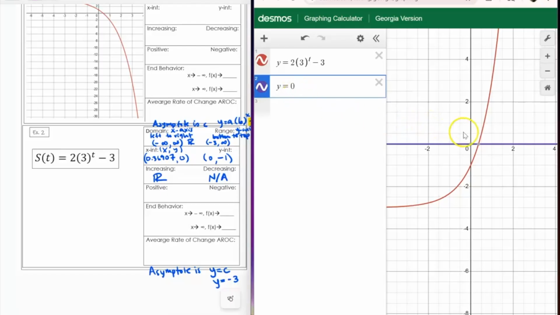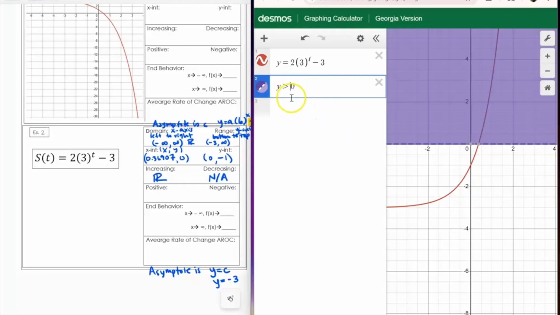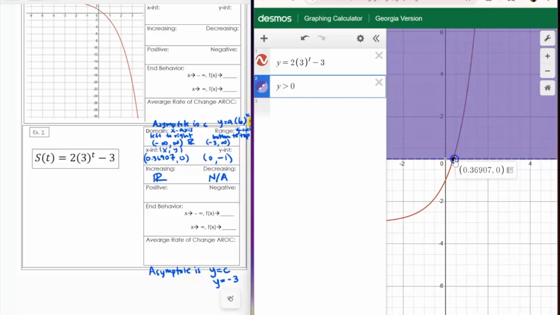Sometimes I think it's x equals 0. All right, so when is it positive? You're looking for greater than 0, right? So you see me using the calculator to visualize it. So when is it positive? When it's greater than 0, right? And where is that? It starts right here. And where does it stop? It doesn't. So it's 0.3.